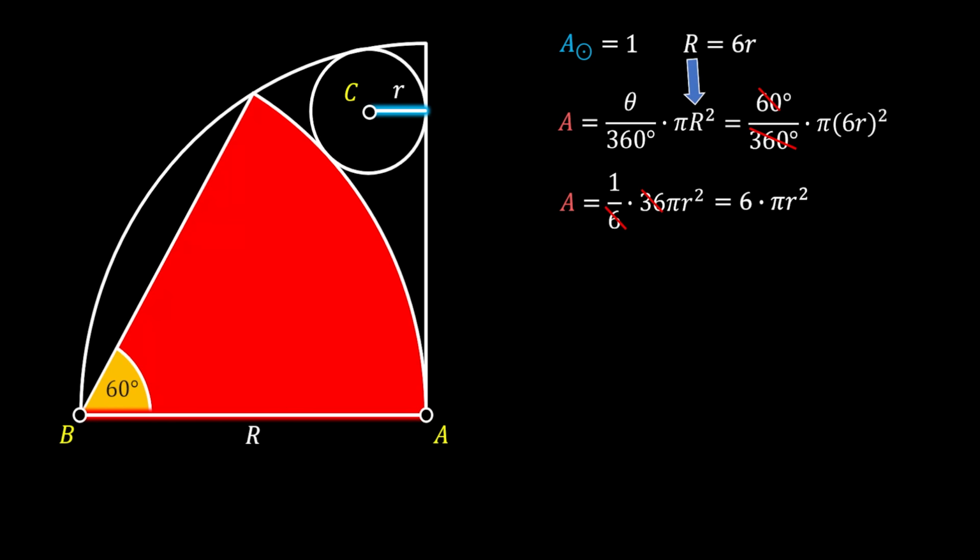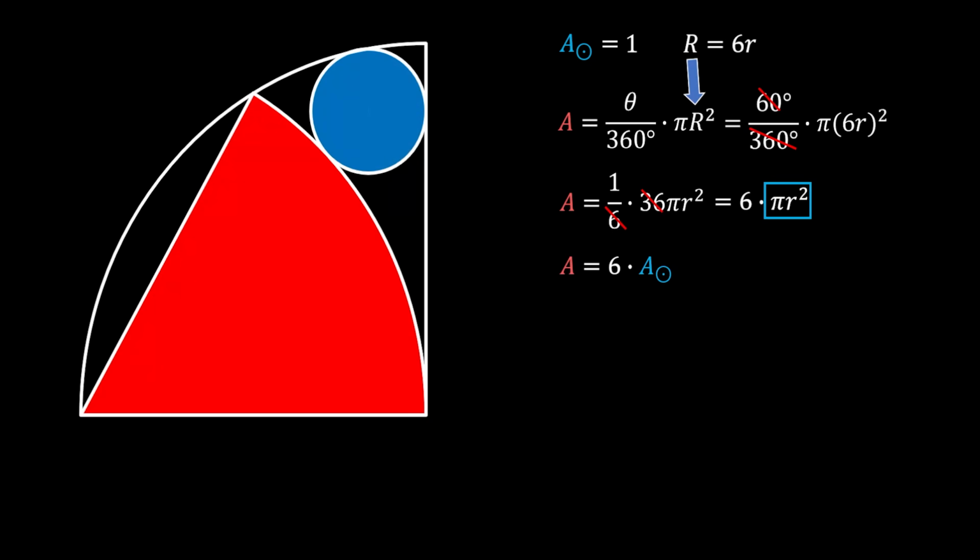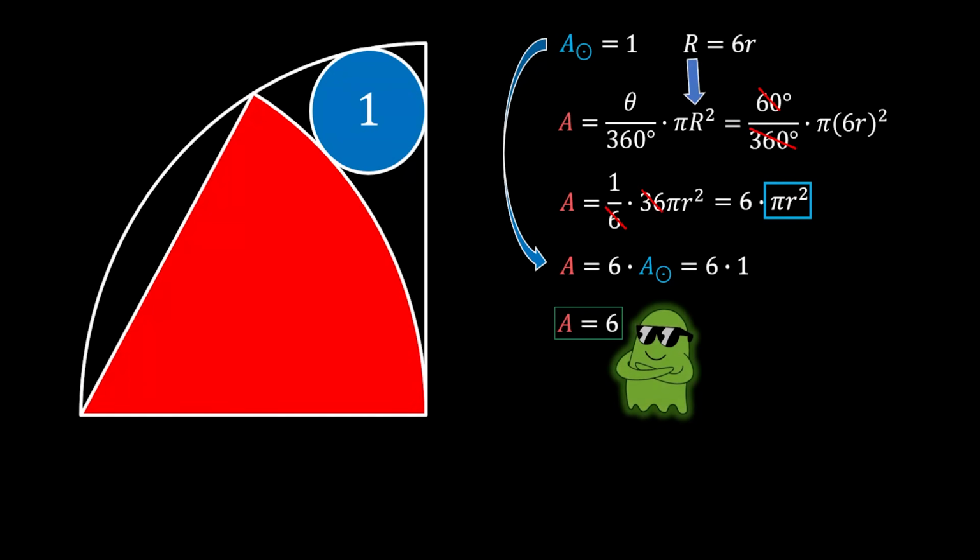But what is the value of pi small r squared? Well, this is actually the value of the area of our small circle. And we already know that this circle has the area of 1, so we can just substitute this value and get that the area of our red circular sector is 6 squared units, and this is our solution.